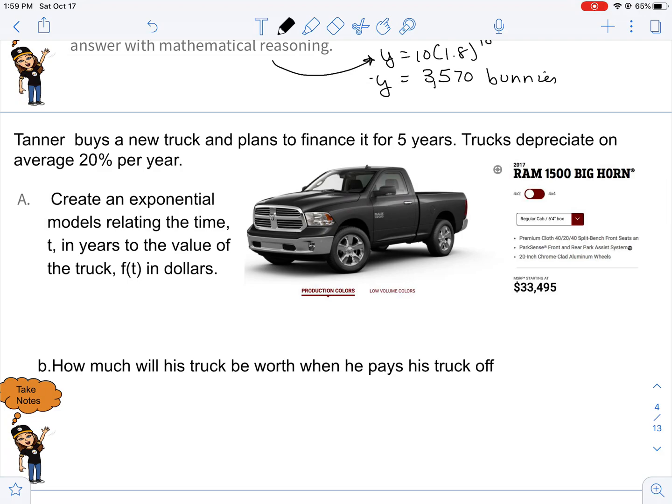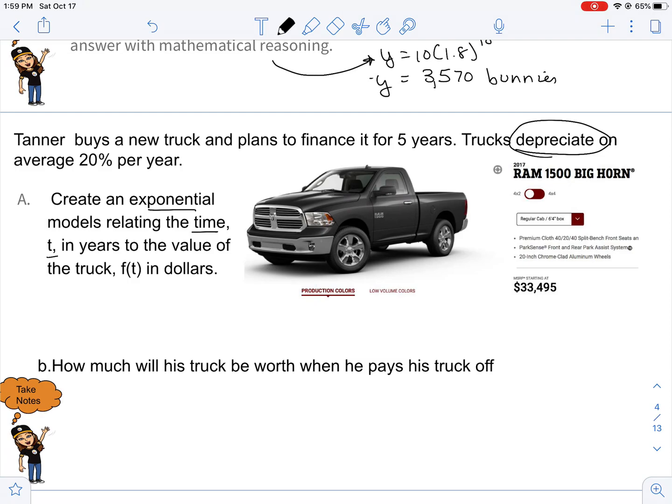So Tanner buys a new truck and plans to finance it for 5 years. Trucks depreciate on average 20% per year. So if you're not real familiar, depreciate means it's decreasing in value. Okay, so this would be more of an example of exponential decay. So we're going to create an exponential model relating the time t in years to the value of the truck f of t in dollars.